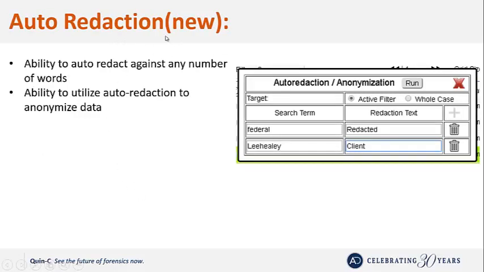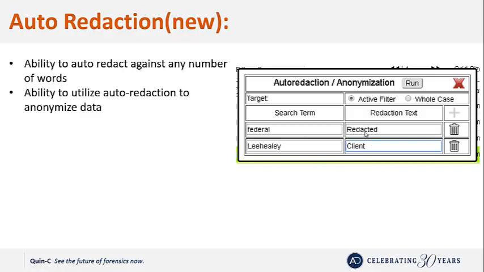Auto redaction. This is a new capability. If you're an international customer, you might refer to this as anonymization as well. You can use it for both. It's the ability to enter a whole set of search terms and then enter redacted text, redaction text. You can also leave it blank and it will just black out the word.